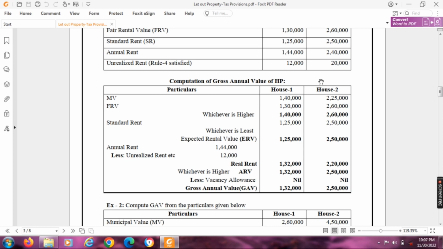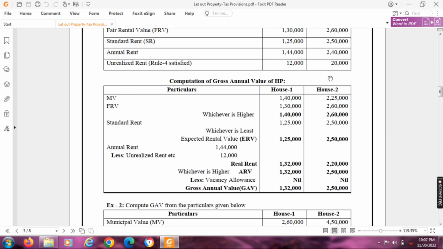Municipal value for the first house is 1,40,000, second house 2,25,000. Fair rental value for the first house is 1,30,000 and for the second house 2,60,000. Whichever is higher: for the first house 1,40,000, for the second house 2,60,000. We have to compare that value with the standard rent: for the first house 1,25,000, for the second house 2,50,000.